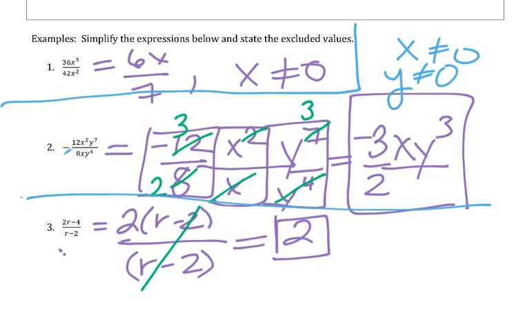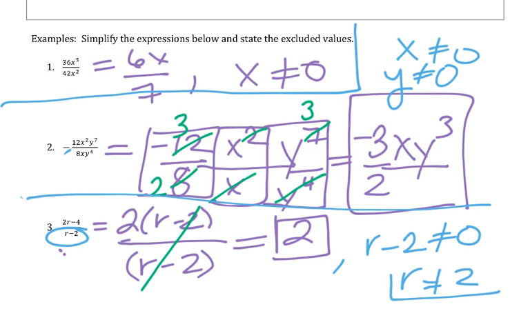Okay, now I need to think about excluded values. My denominator cannot be 0 because I can't divide by 0. So I'm going to write r minus 2 cannot be equal to 0. If I add 2 to both sides, that means r cannot be 2. So that's my excluded value. Or if I was doing a domain, the domain could not include 2.